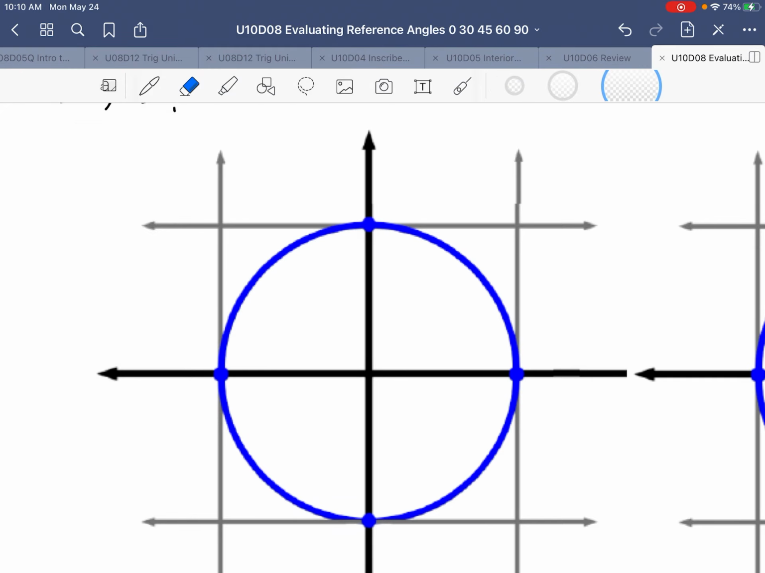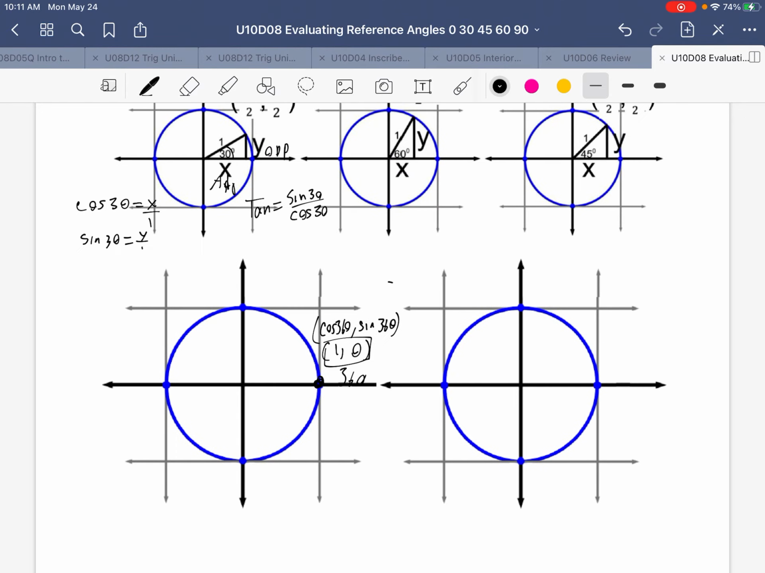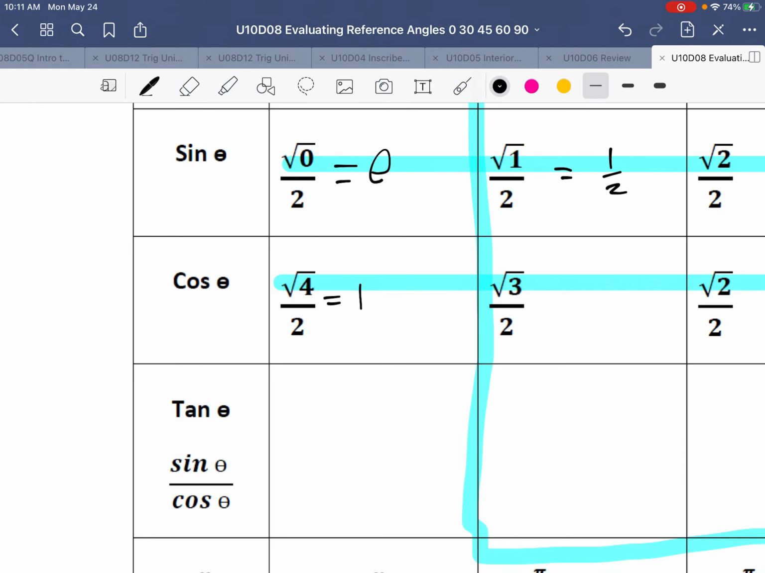By the way, we're going to do the same thing with quadrantal angles as well. So with a quadrantal angle, like let's say 360, the point is (1, 0), which would be the cosine of 360 and the sine of 360. So the method we use for the reference angles will apply for the quadrantal angles as well, except they have nicer numbers like 1s and 0s. All right, so let's find tangent.